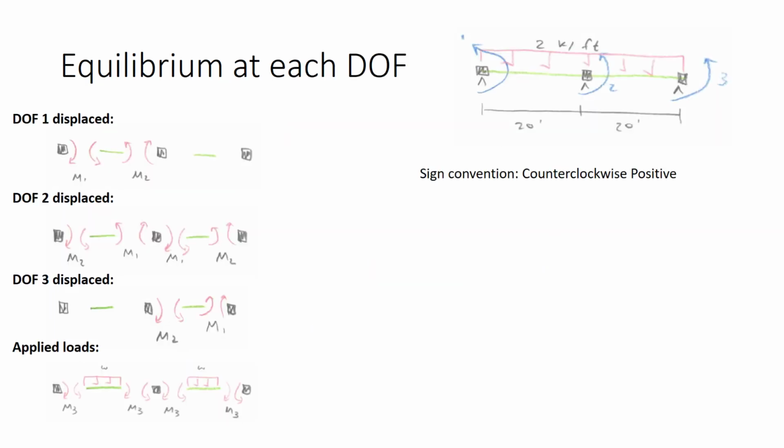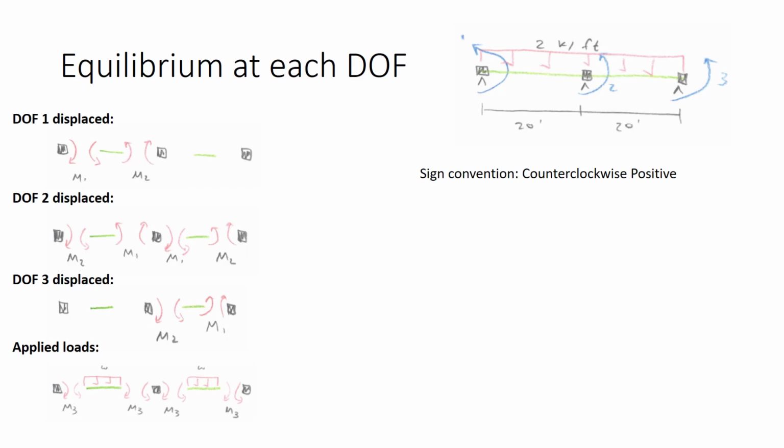Our main task is going to be calculating equilibrium at each degree of freedom. On the left-hand side, I've shown the free body diagrams from the previous work that we did for degree of freedom 1, 2, 3, as well as for the applied load. Now, in the actual structure, all of these are acting at the same time. Degree of freedom 1, the left-hand node, can rotate at the same time that degree of freedom 2, the center node, can rotate. At the same time that degree of freedom 3, the right-hand node can rotate. And of course, this all happens as the applied load is in place. So all of these actions apply at the same time. At any instant of time, the moments on each degree of freedom must be in equilibrium.